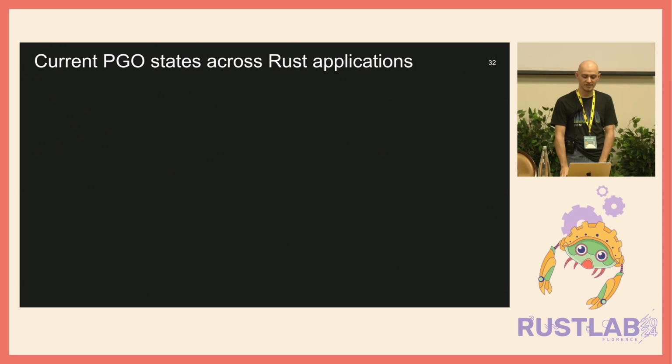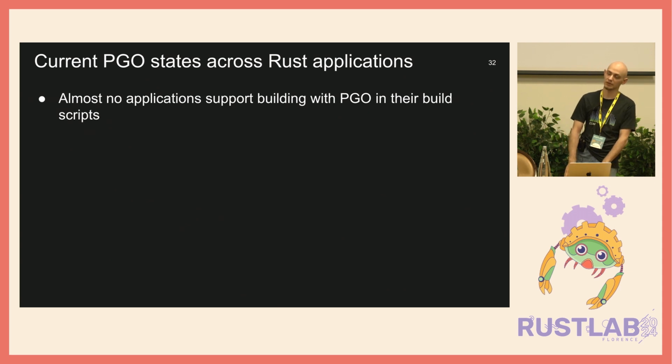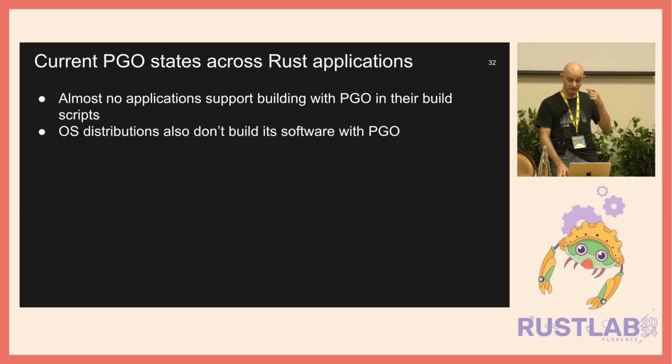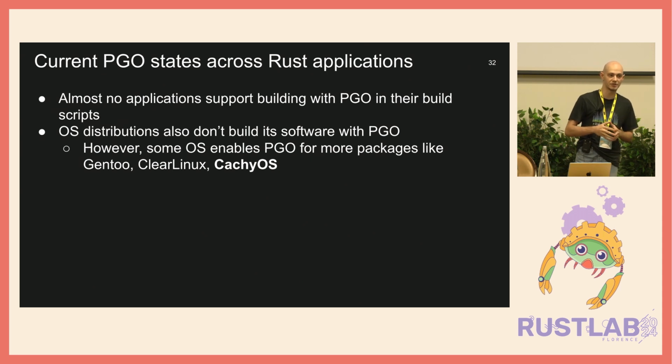So what about the current PGO state across Rust applications? Almost no applications support building with PGO in their build scripts for various reasons. We will talk about them later. OS distributions consequently also don't build their software with PGO because maintainers have different jobs to do, so different priorities and so on. However, some operating systems try to enable PGO in more cases, like performance-oriented operating systems, let's say, like Gentoo, Clear Linux, or CachyOS.